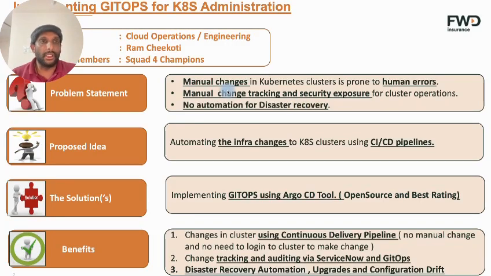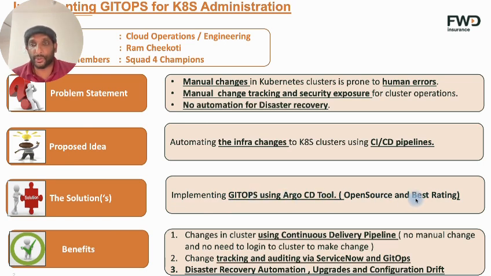This is Ram. The idea that we are proposing is implementing GitOps for Kubernetes administration. The current problem is that we are making manual changes in Kubernetes clusters across all the three BUs, which is a huge risk. So the idea that we are proposing is automating infra changes to Kubernetes clusters using a CI/CD pipeline. Currently, the CI/CD pipeline is active and running for application code, but we do not have a CI/CD pipeline for the infra changes. So the solution that we're proposing is the GitOps model using the Argo CD tool.